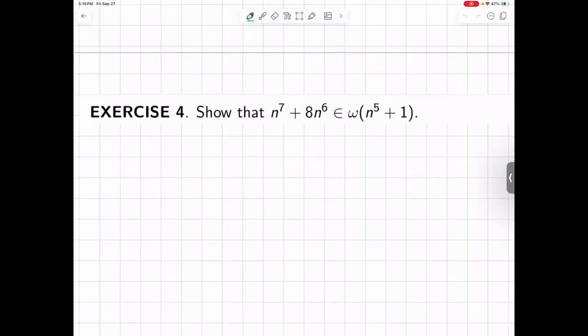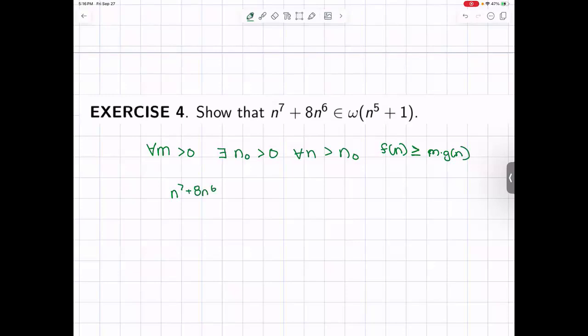So what this is saying is that for all m greater than 0, there exists an n naught greater than 0 for all n greater than n naught, where f of n is going to be, oh no, it's omega, so greater than or equal to m times g of n. So if we write this out with the actual information, that's like saying n to the 7 plus 8n to the 6 is going to be greater than or equal to m times n to the 5 plus 1.